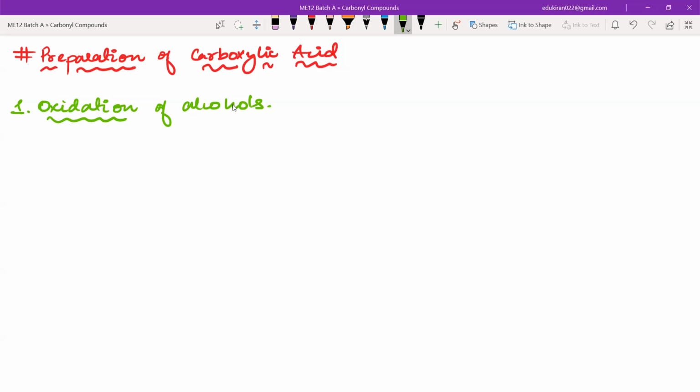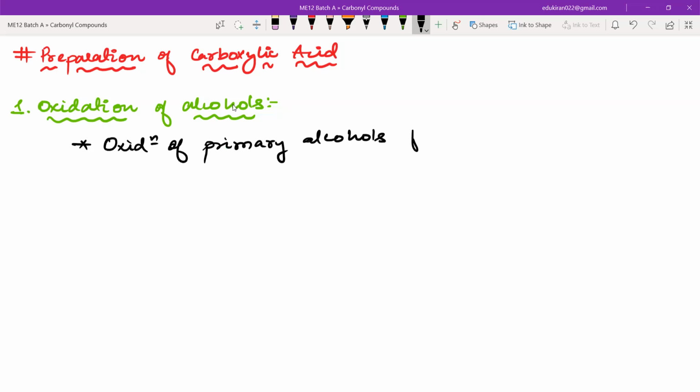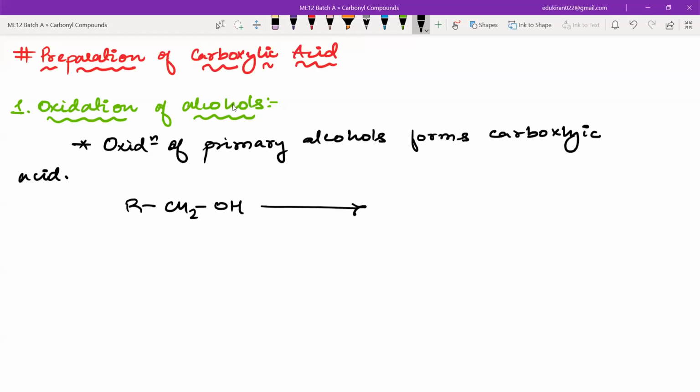If you go back to the chapter on alcohols and see the oxidation of alcohol, we said that if I have any primary alcohol and I oxidize it with some strong oxidizing agent such as KMnO4 in acidic or basic medium with some heat, then we are going to get a carboxylic acid. Okay, please write: oxidation of primary alcohols forms carboxylic acids. That means if we have RCH2OH and you add any oxidizing agent, then it will give you RC double bond O, OH.